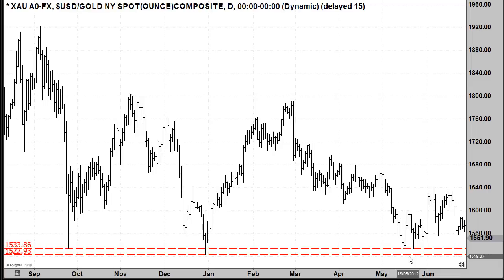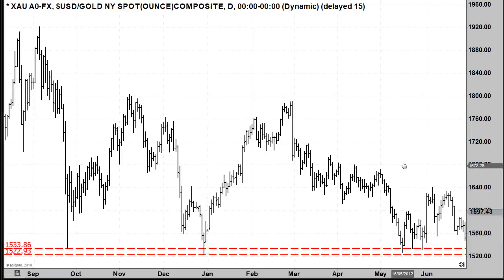Now look what happened here. After the second failed rally, the market, in fact gold, came back here and retested this low, in other words touched this low again. So that would be the third time we're coming down to these lows. And again, we see a rally, but let's see exactly what happened next.